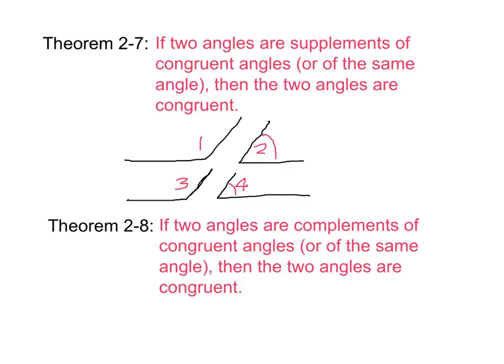Now Theorem 2-8 is pretty much the same as Theorem 2-7. The only difference is now we're talking about complementary angles. But the idea is basically the same. So Theorem 2-8 states, if two angles are complements of congruent angles or of the same angle, then the two angles are congruent. Now this pretty much concludes Chapter 2.